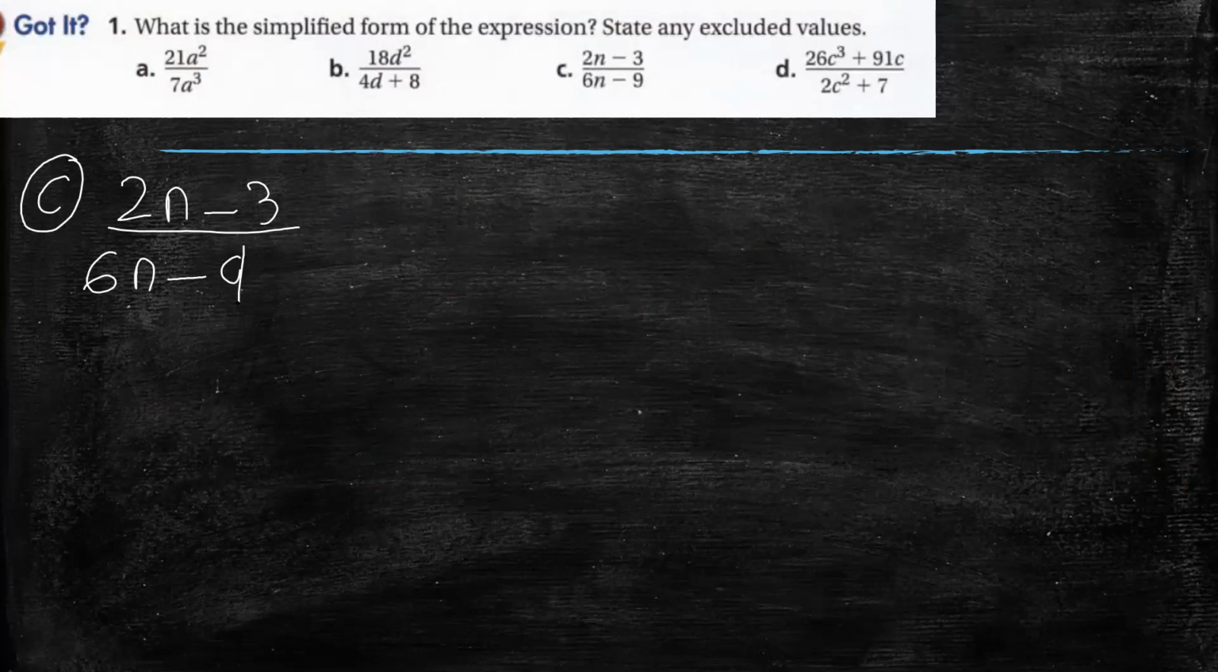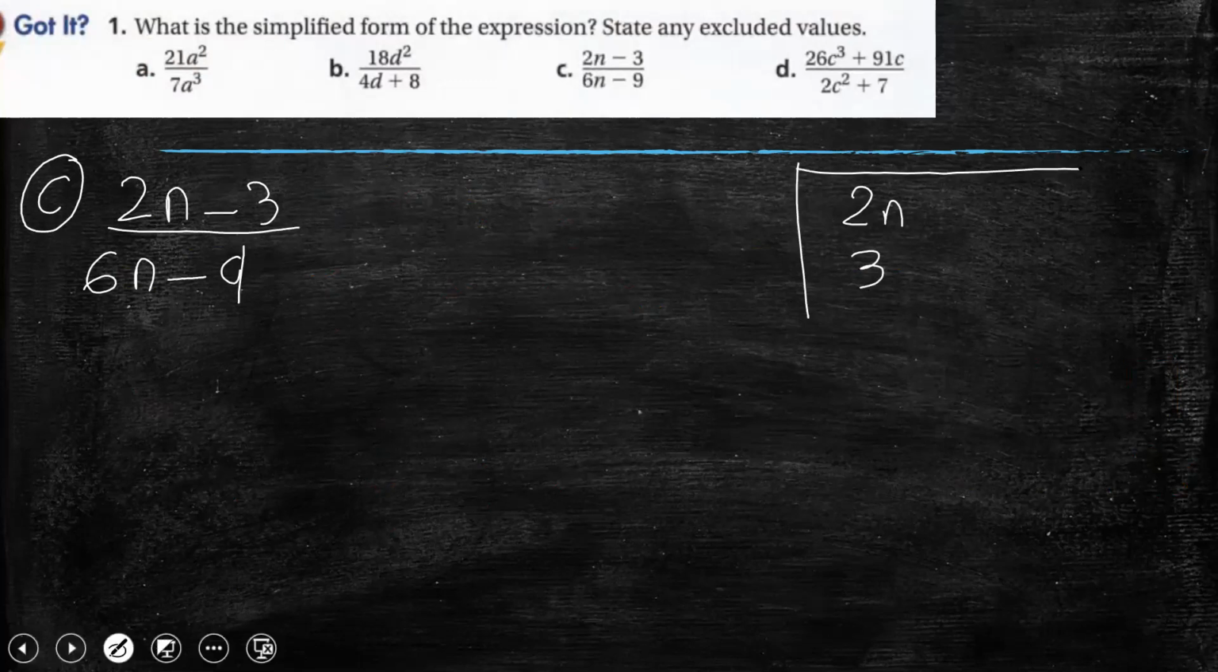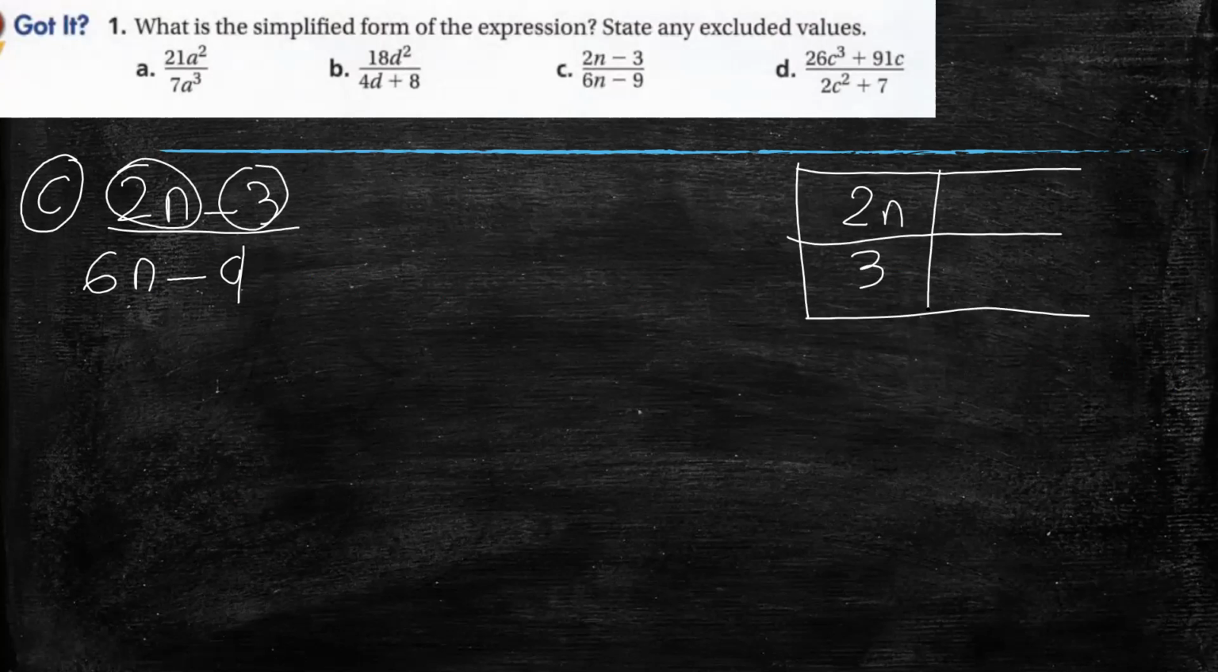Here now we have 2n and 3. Now look at them here. We have 2 times n, and here we have 3. What is the common factor here? Nothing, miss. Nothing. So keep it as it is. It is already simplified.